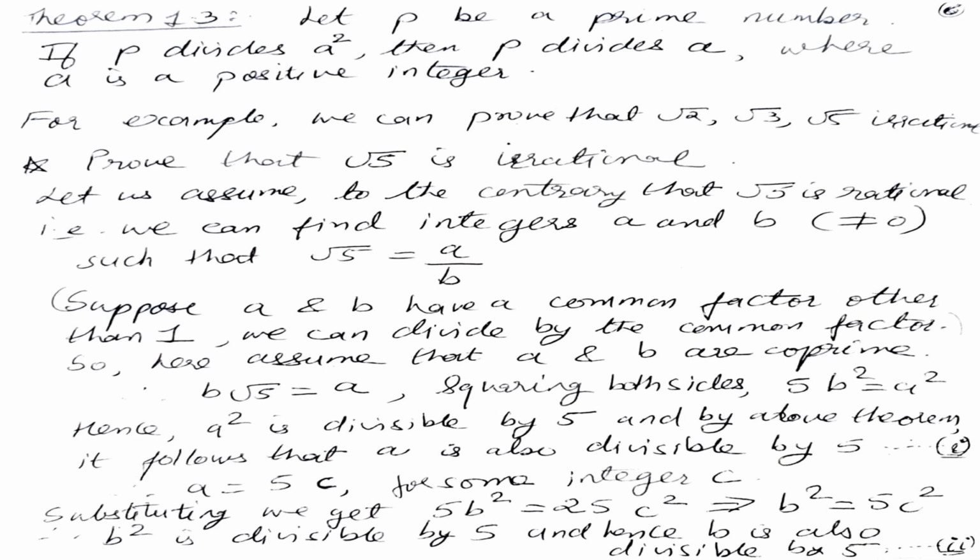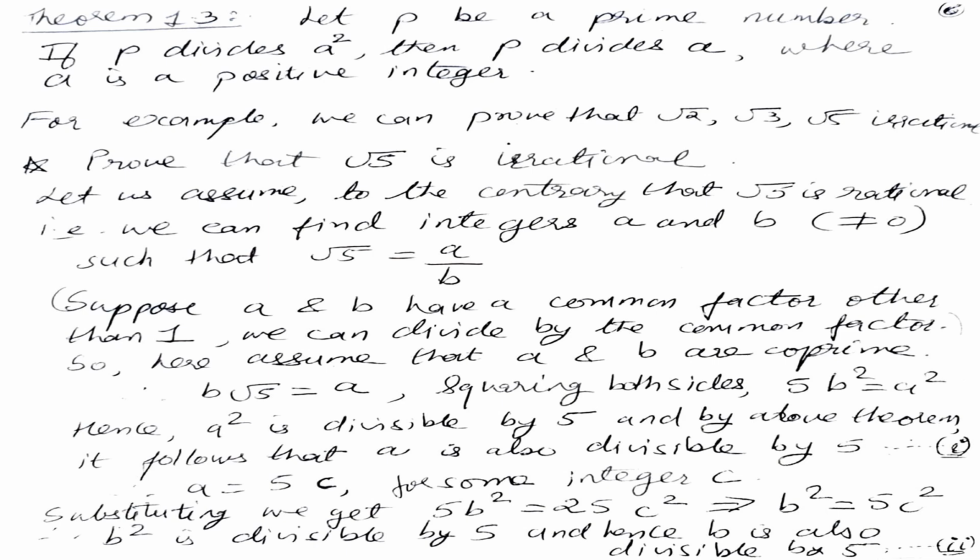Now by the definition of rational number, if root 5 is rational, we can write it as root 5 is equal to a upon b. Suppose a and b have a common factor other than 1, then we can divide by the common factor and at last we can obtain a and b such that they are co-prime. Root 5 is equal to a upon b, so b root 5 is equal to a. Squaring both the sides we get 5b square is equal to a square. Hence a square is divisible by 5.